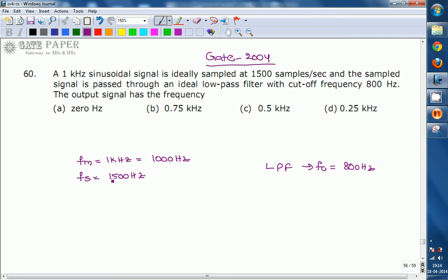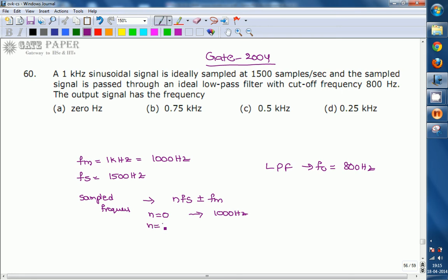First we will see what the possible sampled components are. The possible sampled frequencies are n fs plus or minus fm. This is a general equation. For this, we have to find the possible values. Suppose n equals 0, then the term with fs is completely 0, only the fm component remains, that is 1000 Hz only.